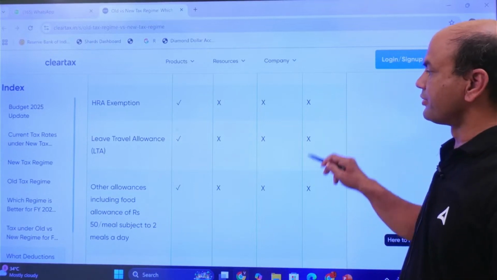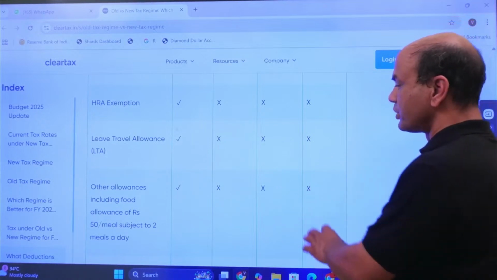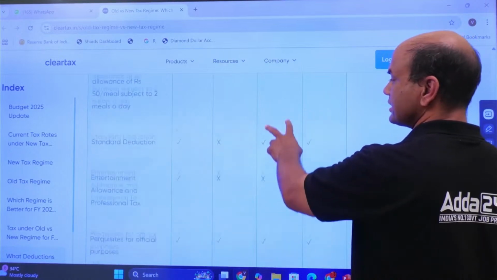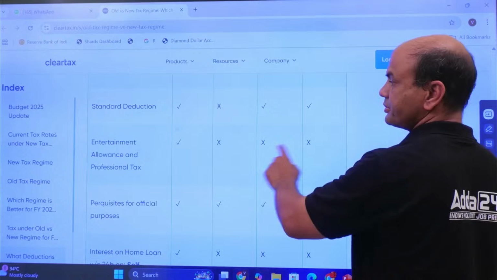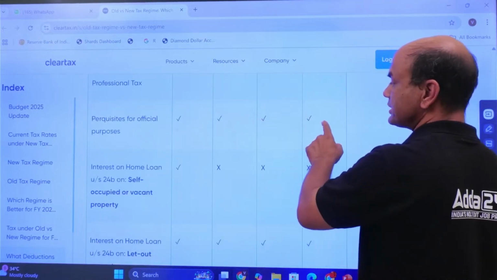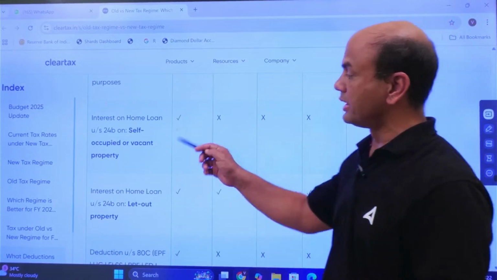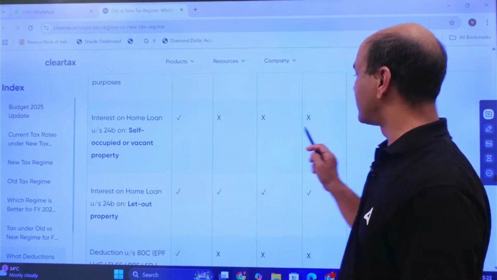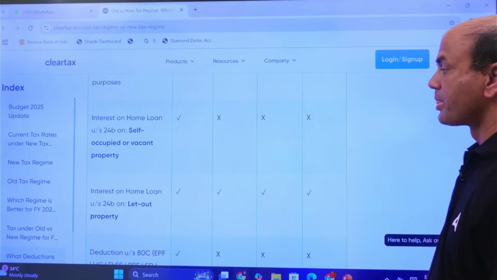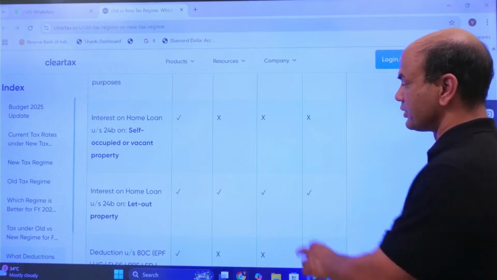It is not there. LT allowance, not there. Other allowance including food, beverages, etc., that is not there. Standard deduction, it is there, 75,000. Entertainment allowance, not there. Perquisites for official purpose, it is there. Interest on home loan under 24B, self-occupied or vacant property, not there. So you don't have it under 24B also now. Let out property, it is there, let out. So that is allowed.